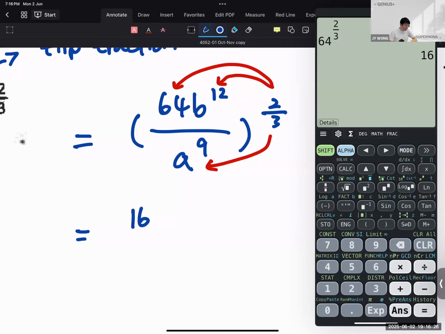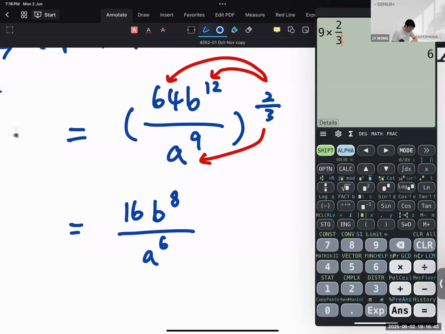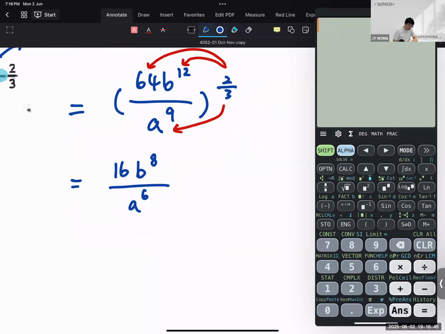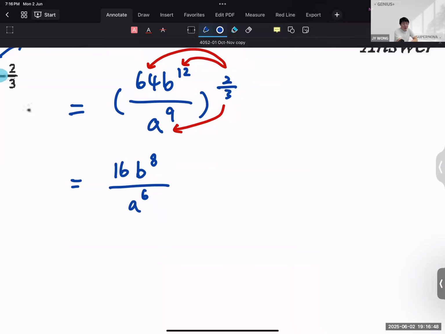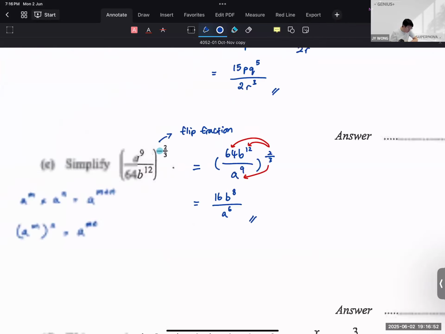Then b to the power of 12 times 2/3. That one, technically, if you wanted to, you can calculate it, or you can just again press your calculator and realize it's b to the power of 8. Then 9 times 2/3 is 6. So a to the power of 6 in the denominator. Then you ask yourself, can it simplify any further or not? It cannot simplify any further, right? So that's the answer. Easy 2 marks, once again.